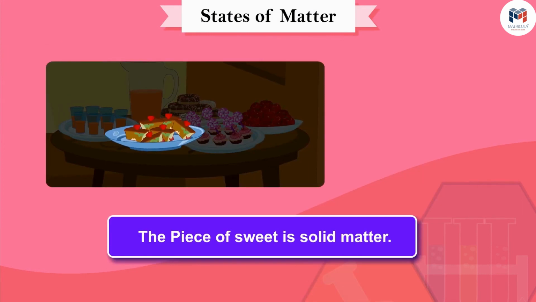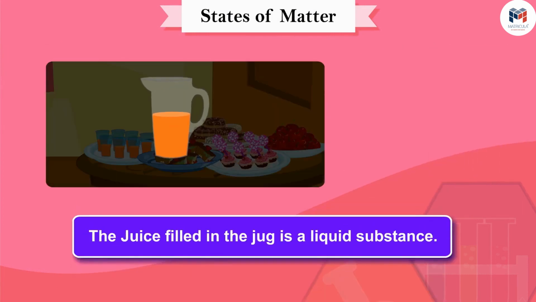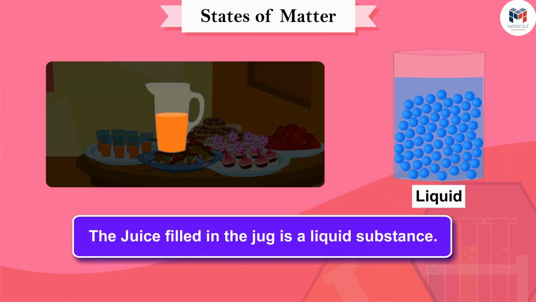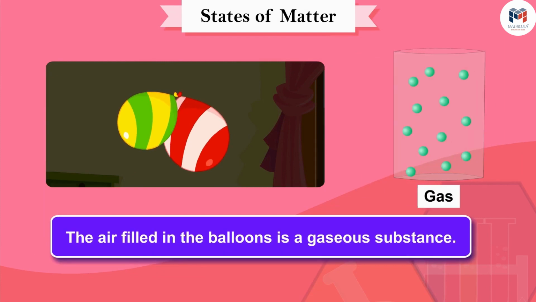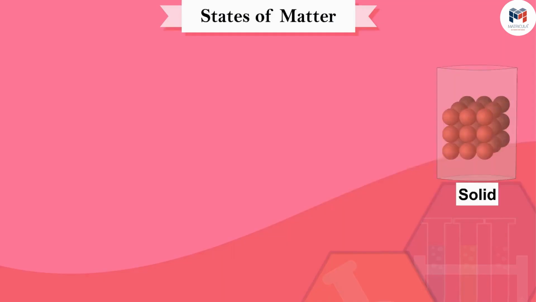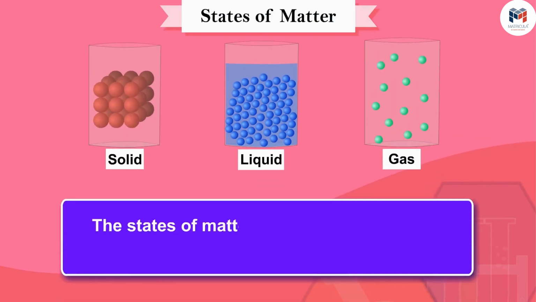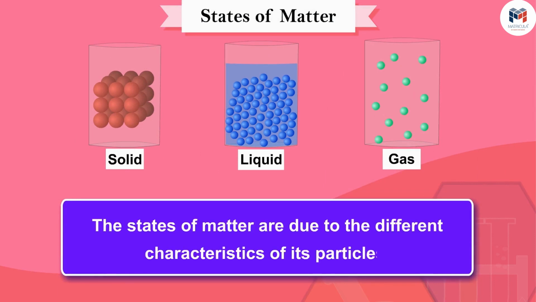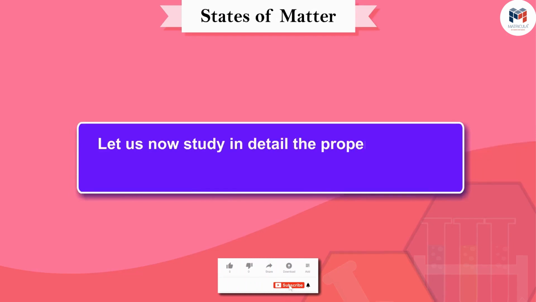The piece of sweet is solid matter. The juice filled in the jug is a liquid substance. And the air filled in the balloons is a gaseous substance. Now you may be thinking, how can we find the states of matter? The states of matter are due to the different characteristics of its particles. Let us now study in detail the properties of the three states of matter.